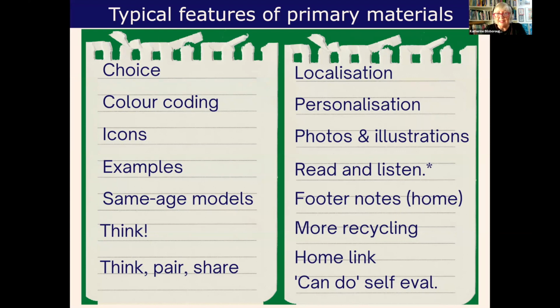Then we've got things like localization, personalization. Usually we've got a mix, as I showed you with the photos and illustrations. One thing that's interesting with primary materials and also lower secondary up to a point is that lots of the reading materials are actually read and listen. I think this is a little bit different to adults' materials. So we have a text, but they'll read it, but the teacher can, if they want to, play the audio as well. This gets them, because they're learning to read, aren't they? This is the reasoning for this.